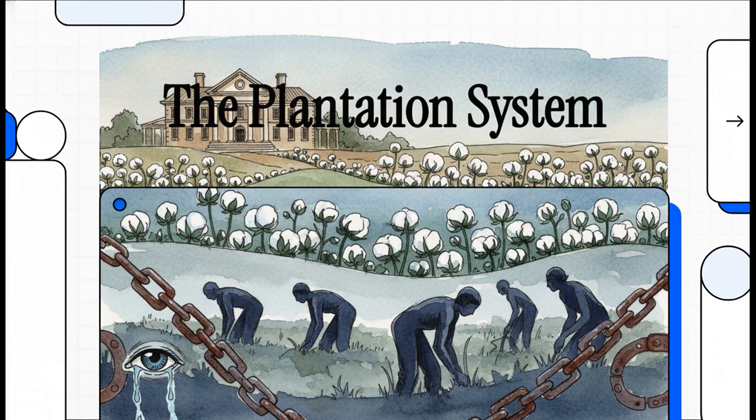Today, we're literally traveling back in time to look at the regional economies of the United States before the year 1877. It's a hugely critical period in history, one that fundamentally shaped the nation we live in today. We're going to look closely at the what, the how, and the why of the Southern economy during this era. Specifically, we'll focus on the massive system that drove it, and, crucially, the devastating human cost behind it.